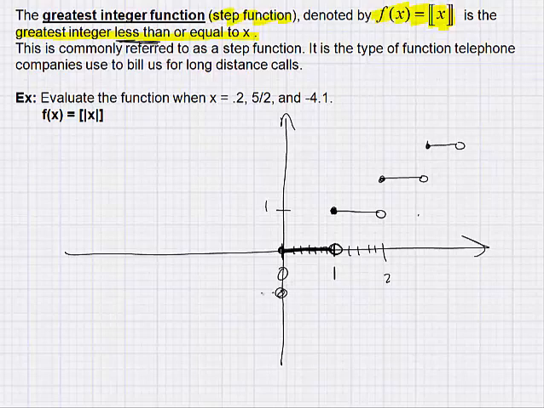And the same thing will happen on the other side. It'll look like this. And so you have the series of steps. Each one's going to be at a particular whole number, positive or negative, depending on what value I'm plugging in.